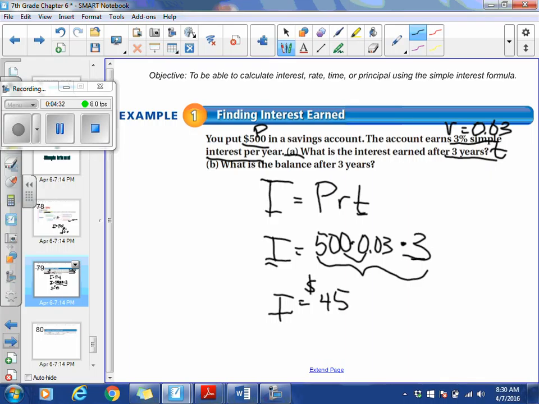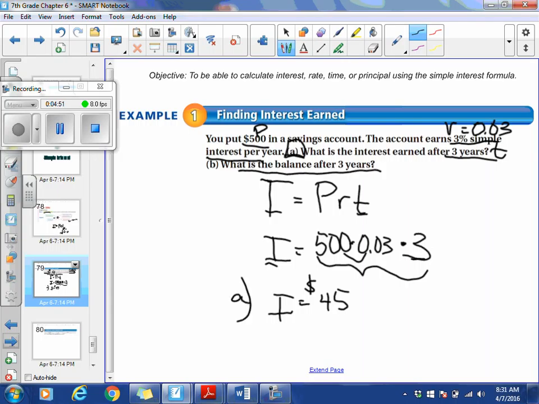What that means is if you put $500 into this bank account that pays 3% simple interest, every year you're going to get $15 just for having your money in the bank. Over 3 years, you're going to get $45 just for having your money in the bank. So that's part A. That's the answer.